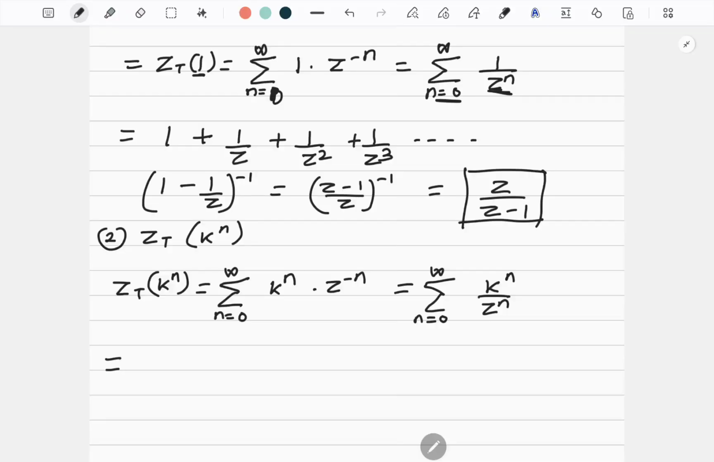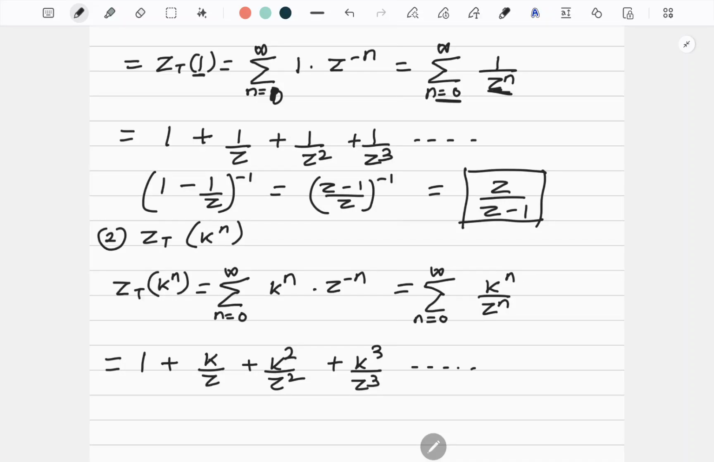Now let us open the summation. First put n equal to 0. Anything to the power 0 is 1, so the first term will become 1. Plus n equal to 1 means k by z. n equal to 2 means k square by z square, plus k cube by z cube, and so on.